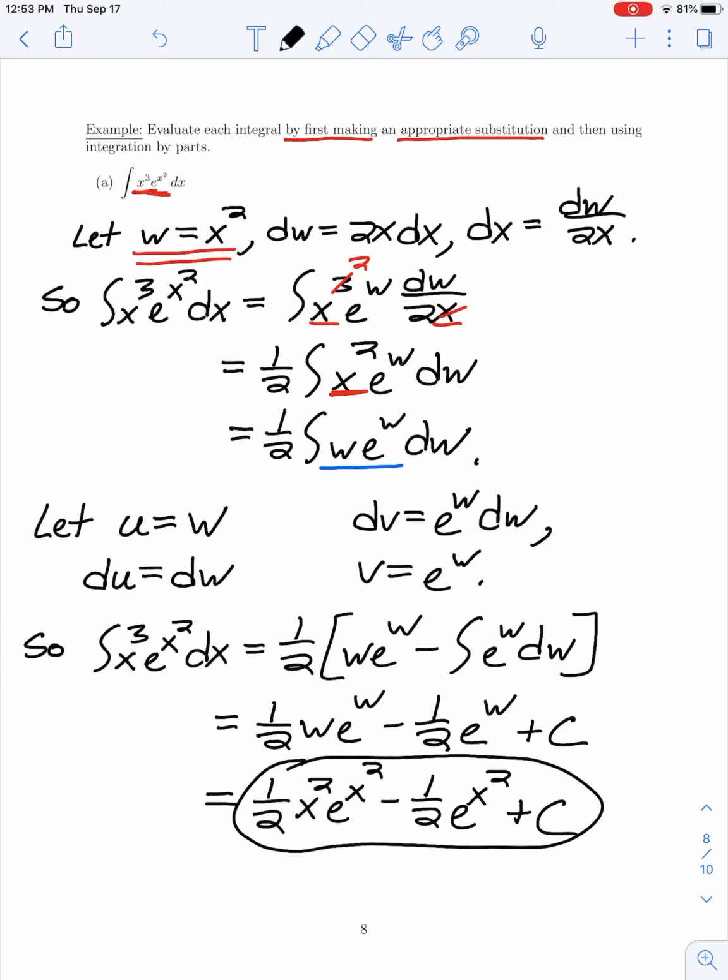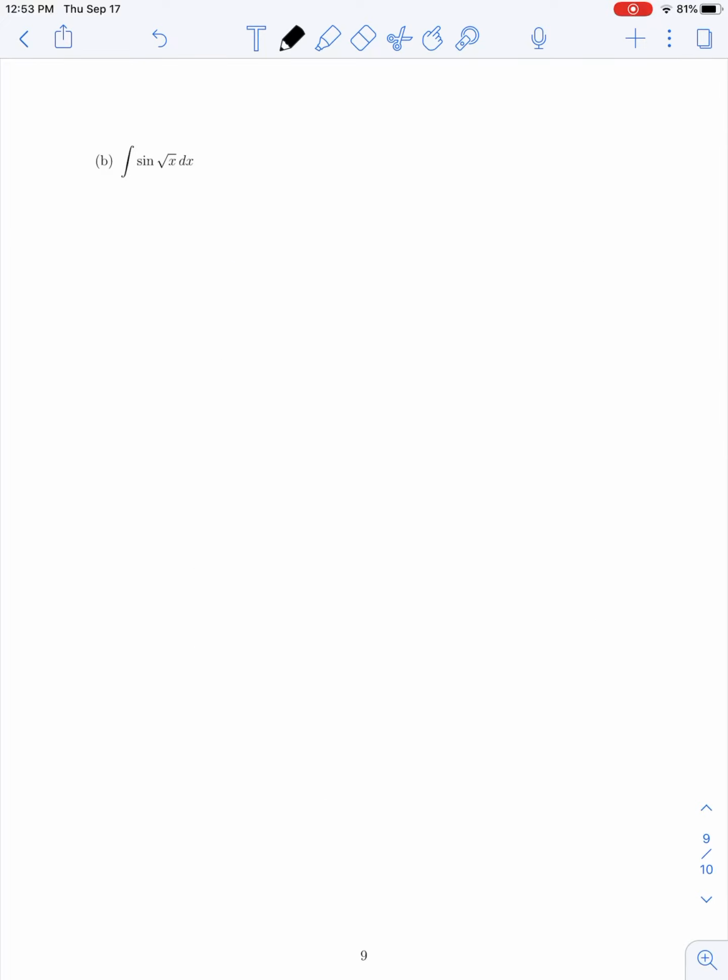So we see in this example a problem for which we first might have to make a substitution if our integral involves a composite function, and we would then have to make use of integration by parts to evaluate the new integral in terms of our new variable, in this case w. So let's look at another one.